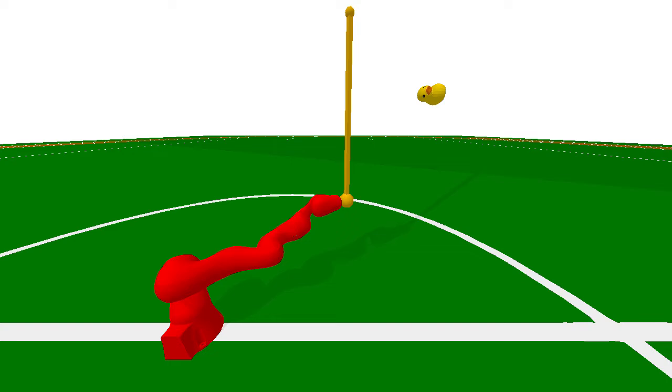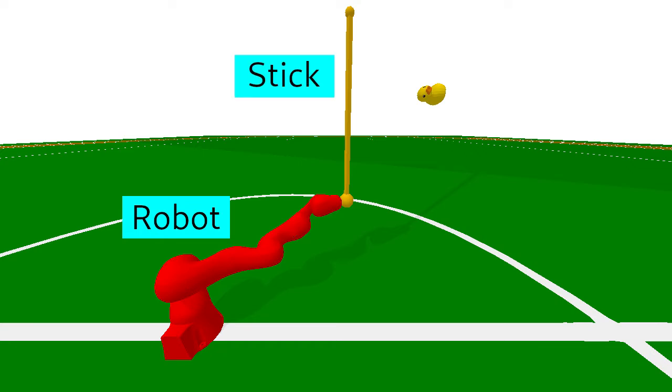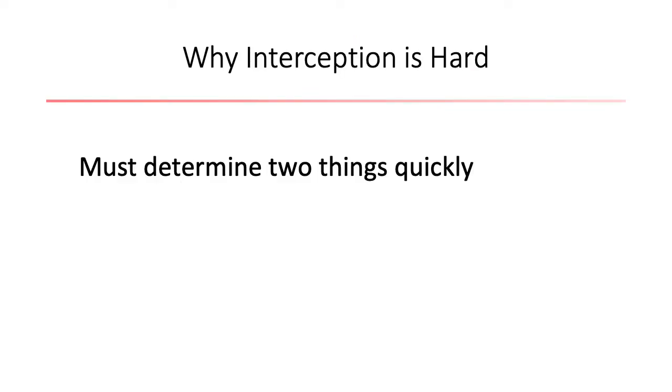Consider the case of a robot, in this case modeled after a KUKA arm. The robot arm is equipped with a stick, which is attached to its end effector. A control policy must be learned that accelerates robot joints such that the stick intercepts a projectile. Interception is a hard problem. This is because an agent must determine two things quickly: when and where to intercept the target, and how to move in order to intercept the target.